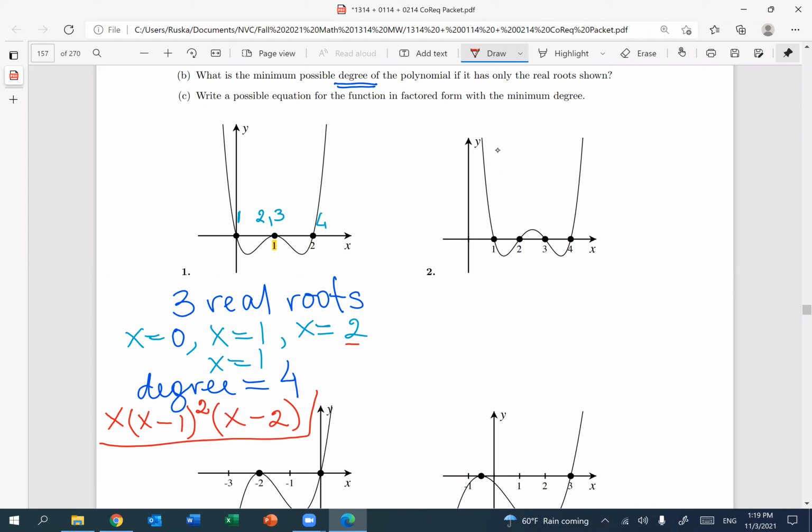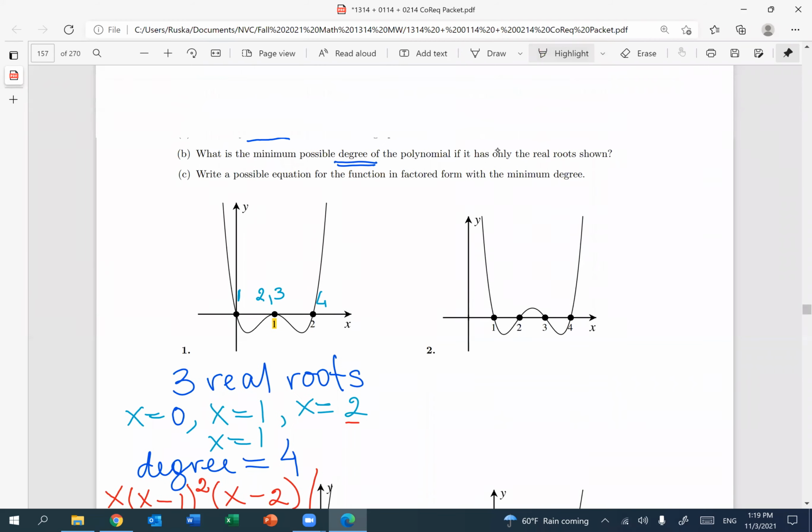Everybody understand how we're doing it? Any questions? So remember, if you bounce, they're going to be 2. They're going to be squared. Okay? And would it always be minus? It's always the opposite of the number. So if x equals -5, it's going to be x plus 5. Yeah, thank you for asking that.